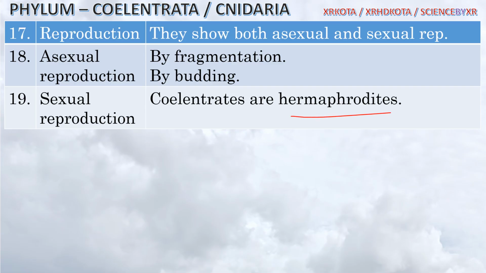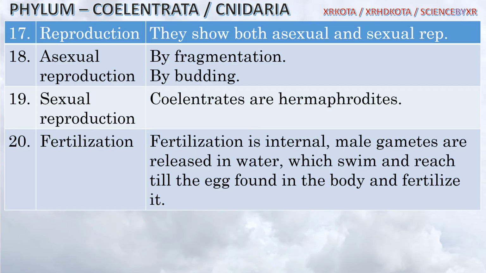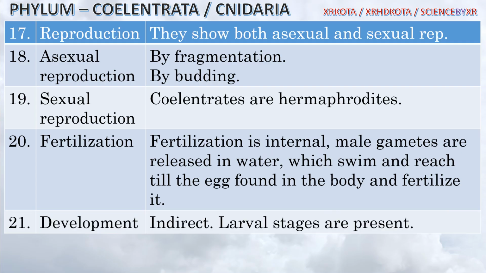They are hermaphrodite. Both male and female organs are found in the same body. Fertilization is internal. The egg is found attached to the body. The sperms which are produced will be released, and they will swim with the water, reach the egg and fertilize it. That is how the fertilization takes place in the body. That is why it is called internal.